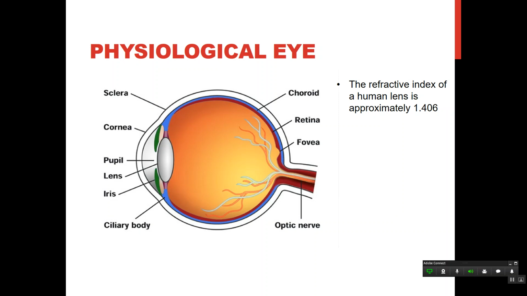Overall, the refractive index, the n value of the lens is 1.406, right? So it's very close to glass. Glass is 1.5, water is 1.33, so I guess you can say it's between glass and water. So this will relax and contract. Ultimately, what you want, right, is for it to converge light onto this area called the fovea. The fovea is where there's the highest concentration of photoreceptor cells. All right, so that's where your image needs to be formed.